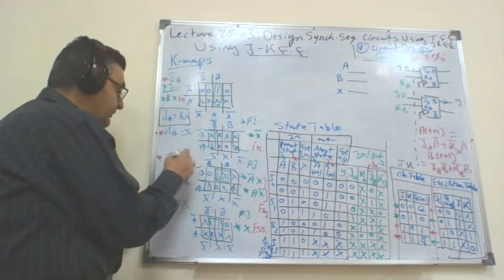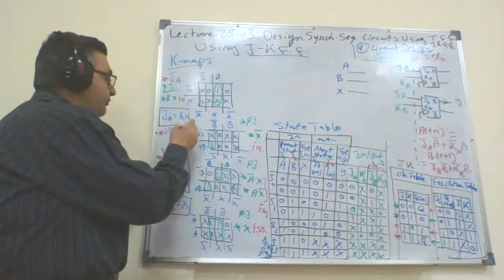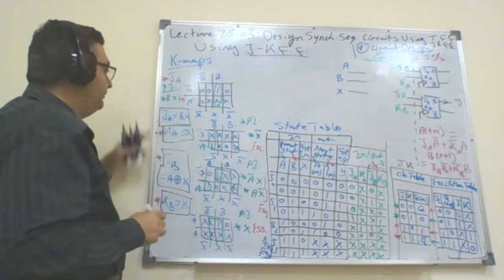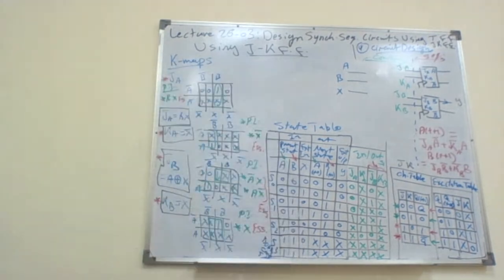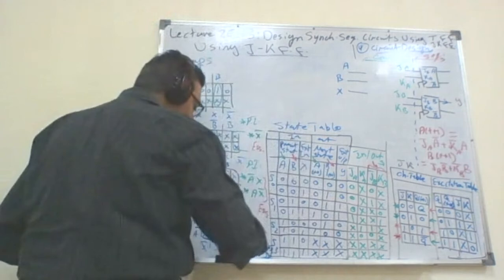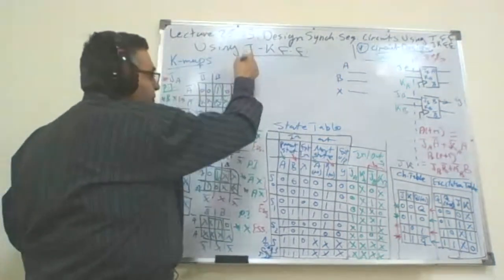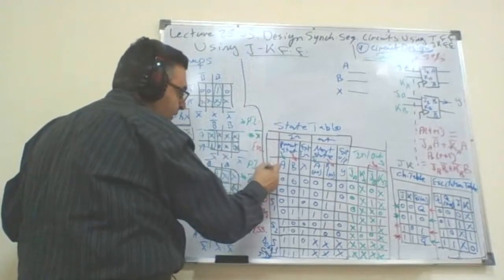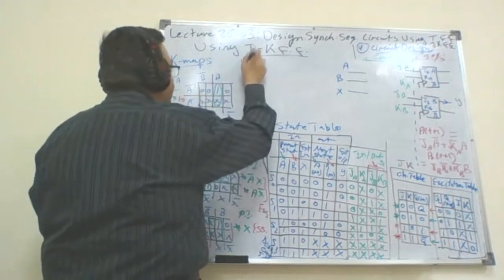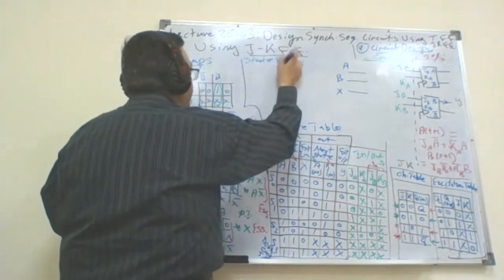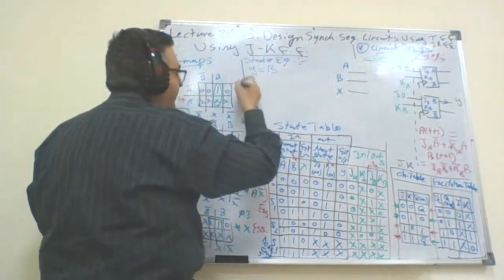So I get the equation for JB, the equation for KB, the equation for JA and KA. Okay, I get my 4 equations. So now I have to do 2 things. I have to get the state equations. Don't forget. So here, let me put the state equations. We already got the equation for y equals B.